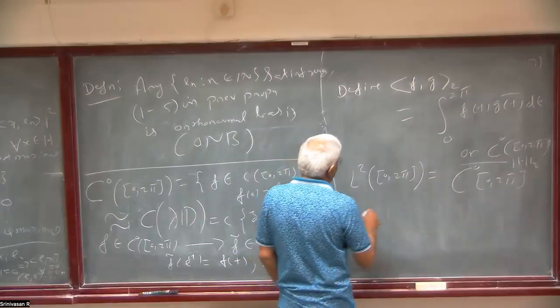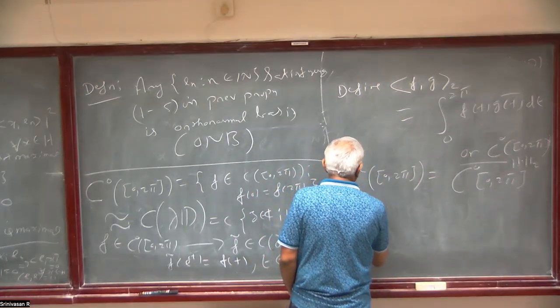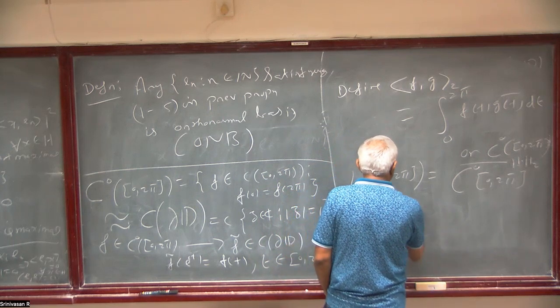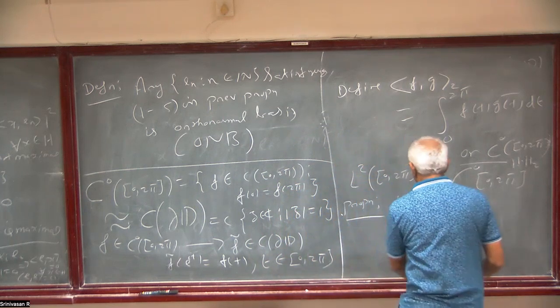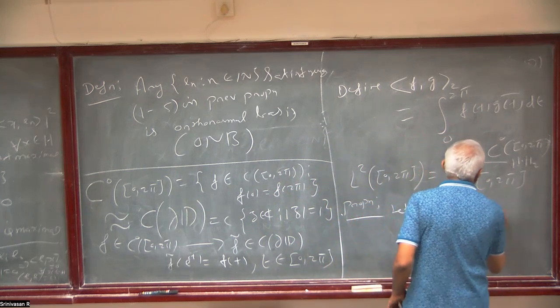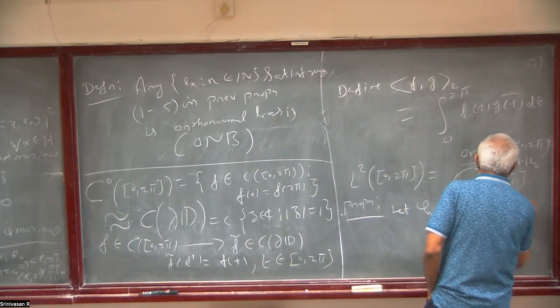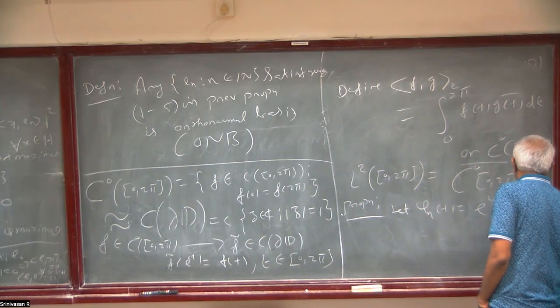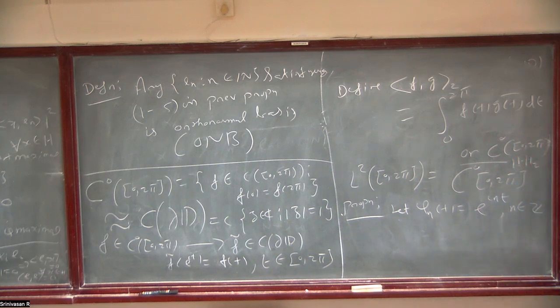Now this is a Hilbert space, and the proposition is the following. Let phi n equal e power int, where n is in Z. Earlier I defined orthonormal basis and all that when I assumed it's countable and I used natural numbers. You can use integers also, with n going both ways. You can formulate the whole thing again. It will work.